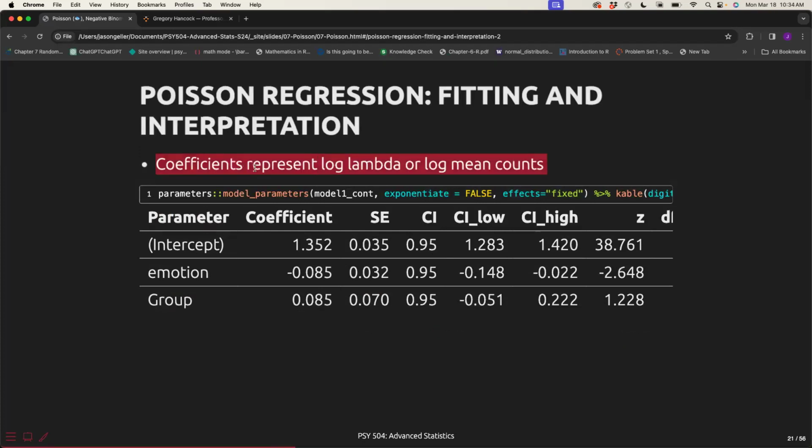So if we run this model, the glimmer model, and then do summary output, what we'll have are coefficients that represent the log lambda or the log mean counts. So this is just using model parameters to tidy things up a little bit, but when you run the actual model itself, again, you'll have coefficients like this, and these are going to represent the log lambda or the log mean counts.